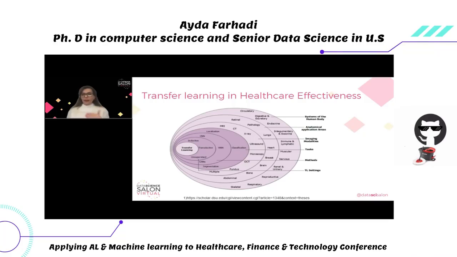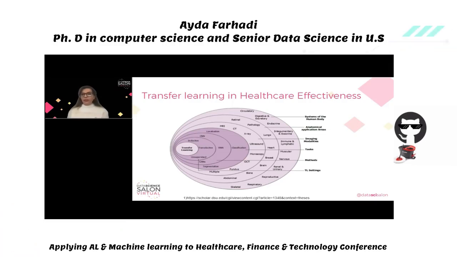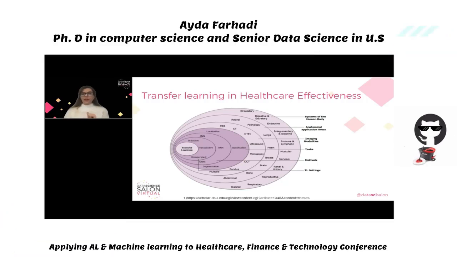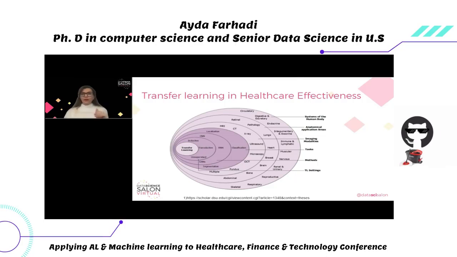And then for different application areas, we can see that it can be utilized for pathology, lungs, heart, breast, brain, and the different systems of the human body, like the immune system, muscular, nervous, and renal. I have a better one on the next slide anyway. So this was just the overview of where transfer learning can be implemented, and an explanation from bottom to top of transfer learning in healthcare.